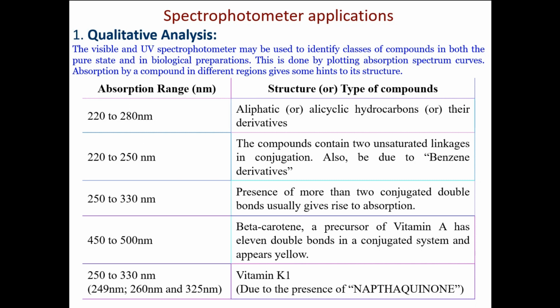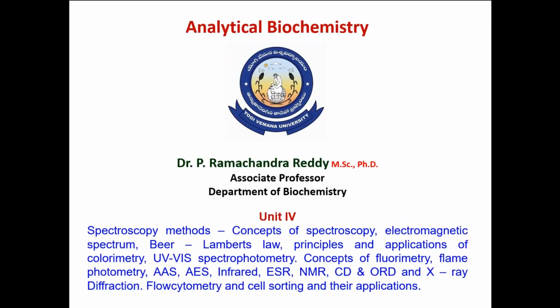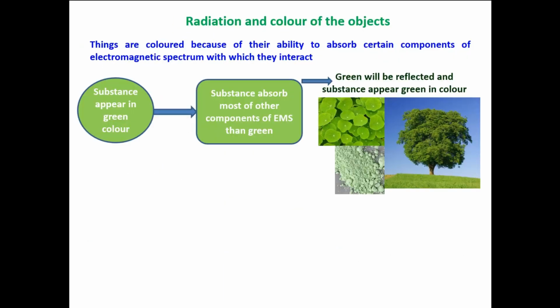Let's imagine if you want to calculate the amount of calcium or copper sulfate. What is the color of copper sulfate? Anybody knows? So we can do the qualitative analysis of molecules, right? In the qualitative analysis, we'll go for the spectra to identify the classes of compounds, whether they are in the pure state or in the biological preparations.